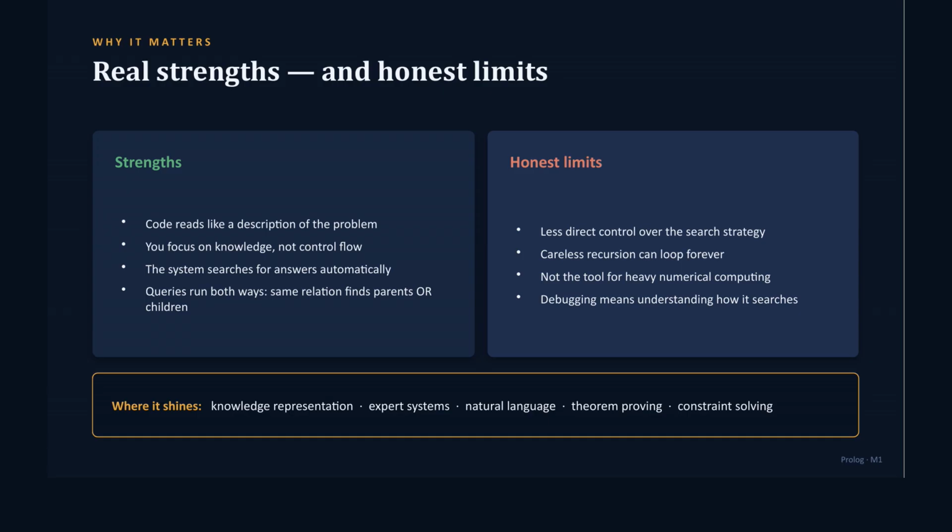Now the honest limits. You have less direct control over the search strategy. Careless recursion can loop forever. We will spend real time on that in later modules. It is not the tool for heavy numerical computing. And debugging means understanding how Prolog searches. Where does it shine? Knowledge representation, expert systems, natural language, theorem proving, and constraint solving.